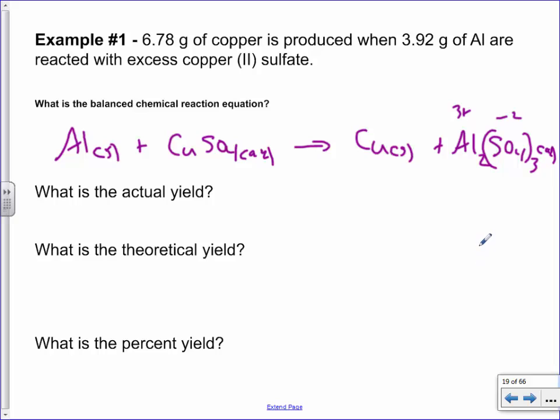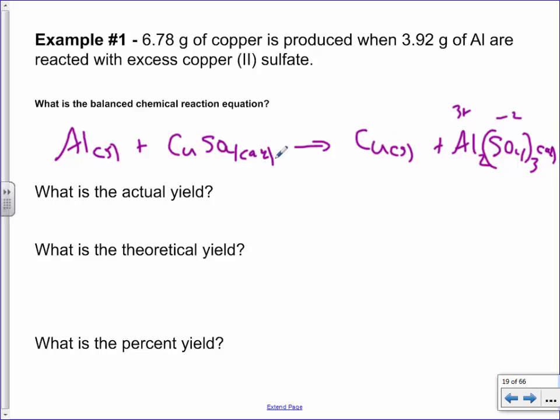Is there a spectator ion in this? I know I didn't ask you for the spectator ion, but is there an ion here that maybe is not all that relevant? Well, here aluminum solid is going to make aluminum aqueous, so I guess that is technically different. Copper aqueous is going to make copper solid. That's actually different.